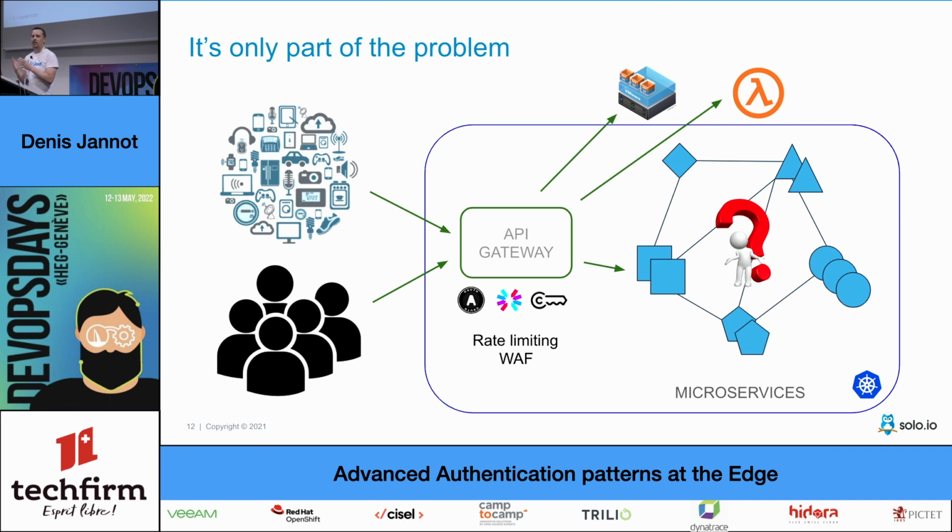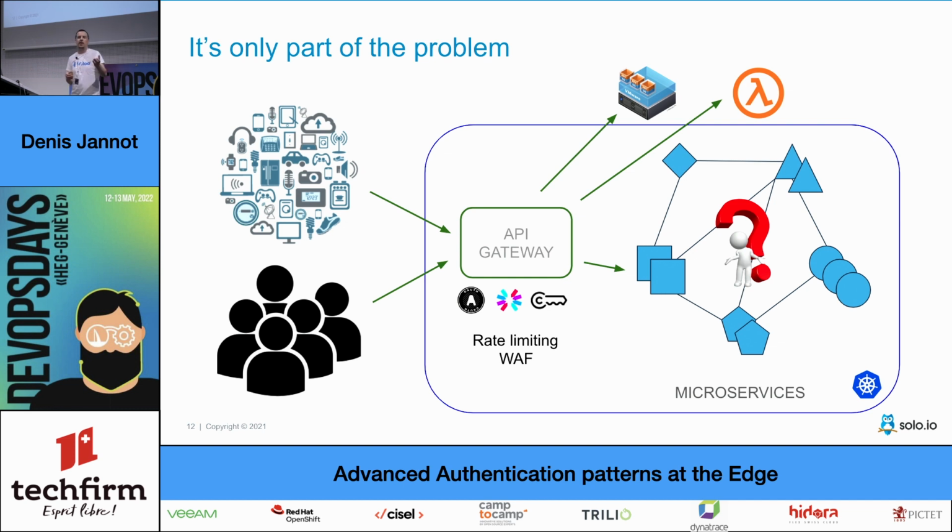Because as soon as I have secured the way I expose my application outside of my cluster, I still didn't do anything about how my services inside the cluster communicate together, right? So if I have a service A that needs to talk to a service B in the same cluster, by default they can, right? And if you want to enforce some rules there, again, you need to do that in the application. If you want to have some stronger authentication, you need to do that in the application itself.